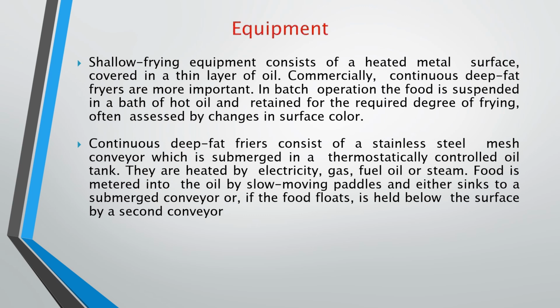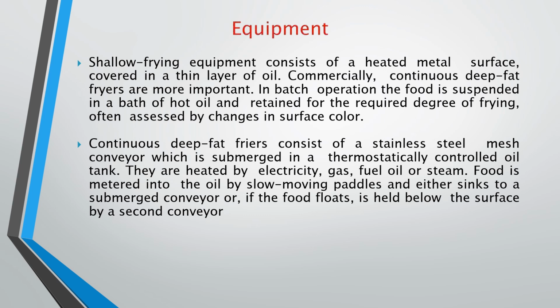Equipments. Coming to the equipments, we have shallow frying equipments and continuous deep fat fryers. Shallow frying equipment consists of a heated metal surface covered in a thin layer of oil. Commercially, continuous deep fat fryers are more important. In batch operation, the food is suspended in a bath of hot oil and retained for the required degree of frying, often assessed by the changes in surface color. Continuous deep fat fryer consists of a stainless steel mesh conveyor which is submerged in a thermostatically controlled oil tank. They are heated by electricity, gas, fuel oil or steam.